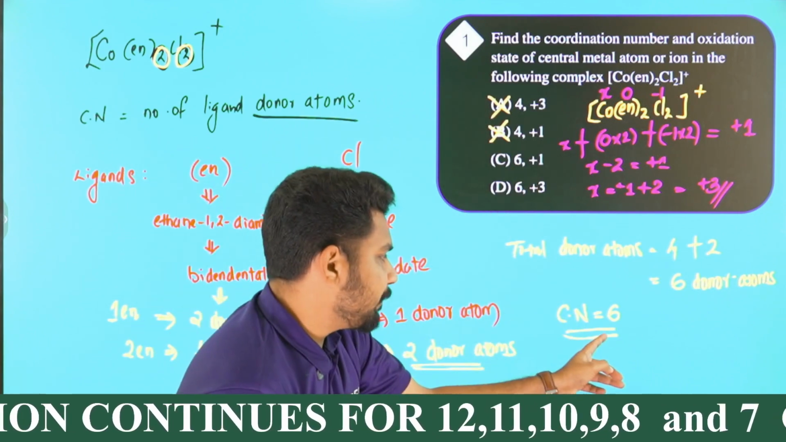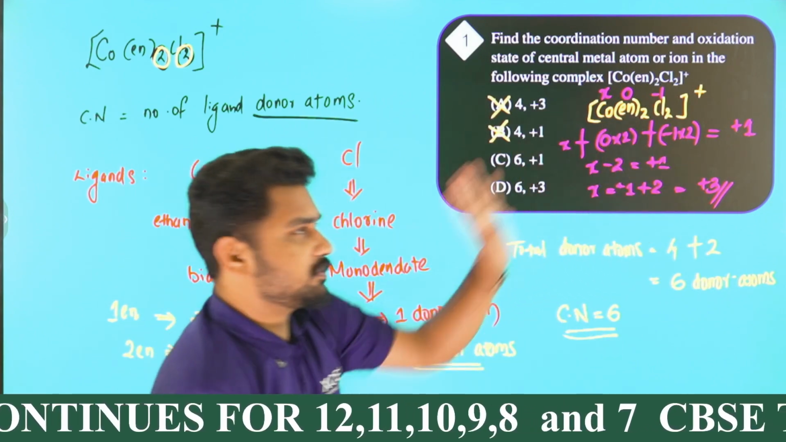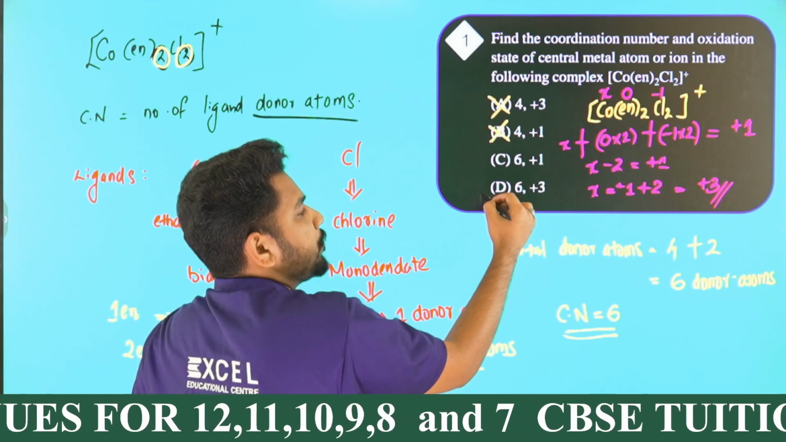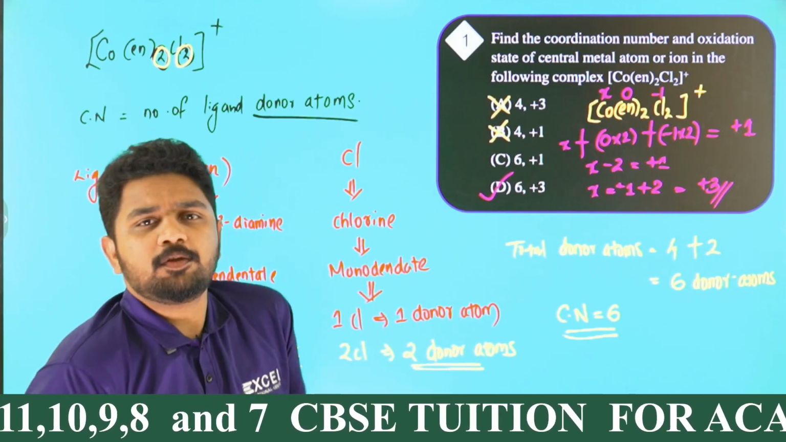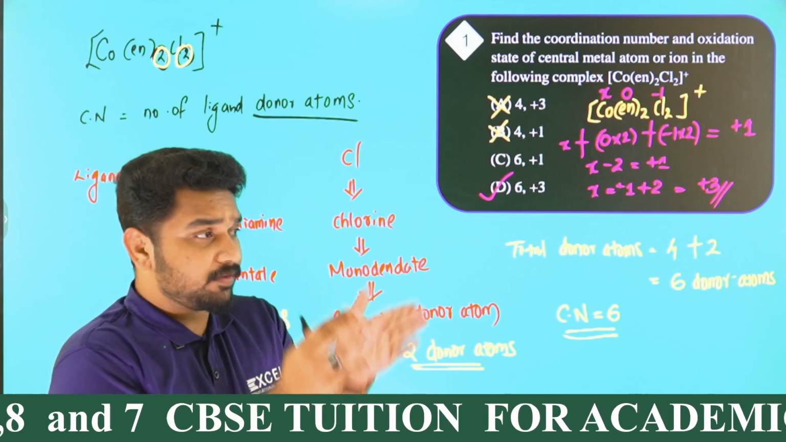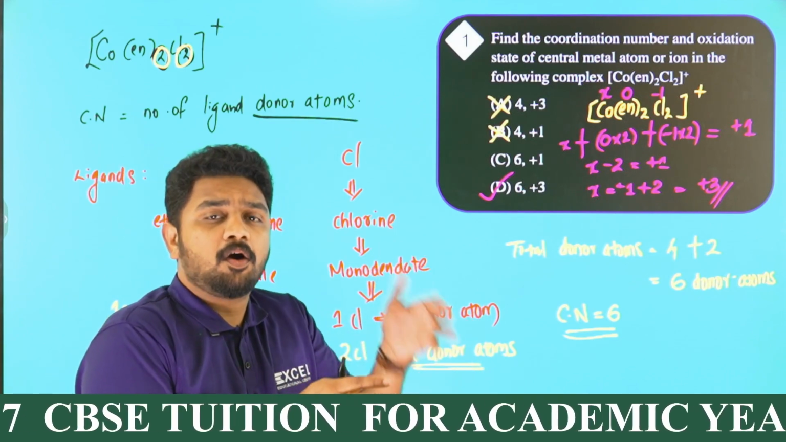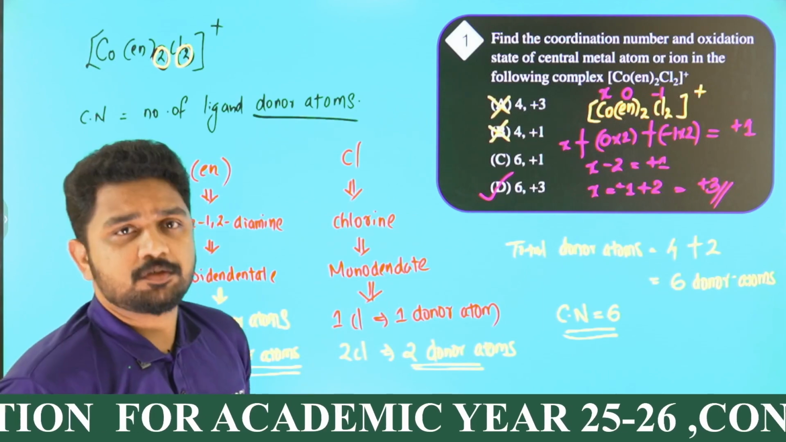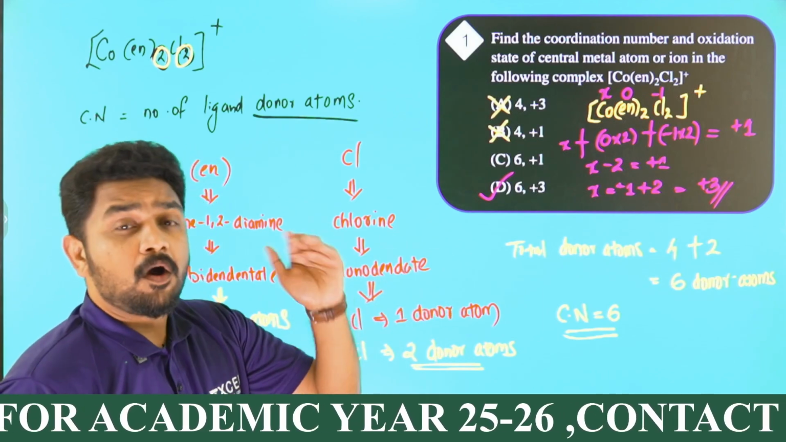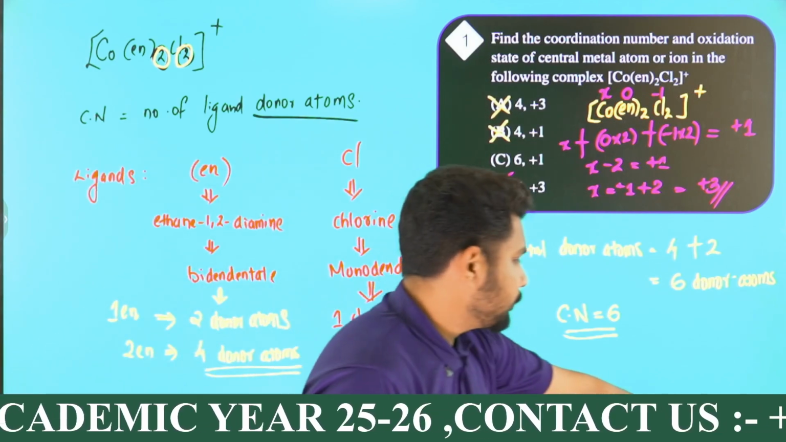So the coordination number is 6 and the oxidation number is +3. So which is the correct option? Option D is correct. That's it, simple. This is a question you can expect from the terminologies or basic things of the coordination compound chapter, from the introduction part: finding the oxidation state and coordination number.